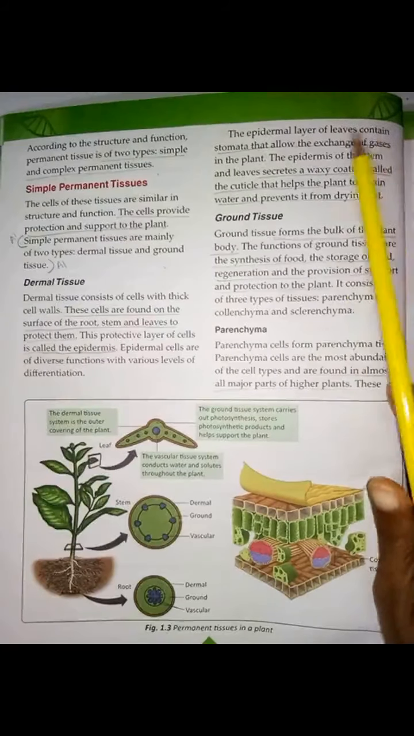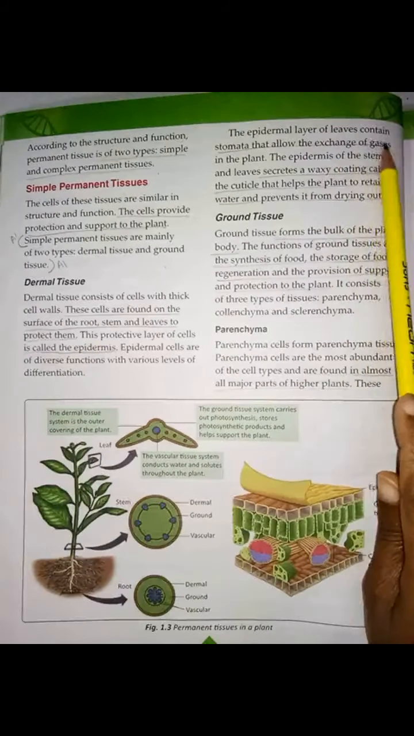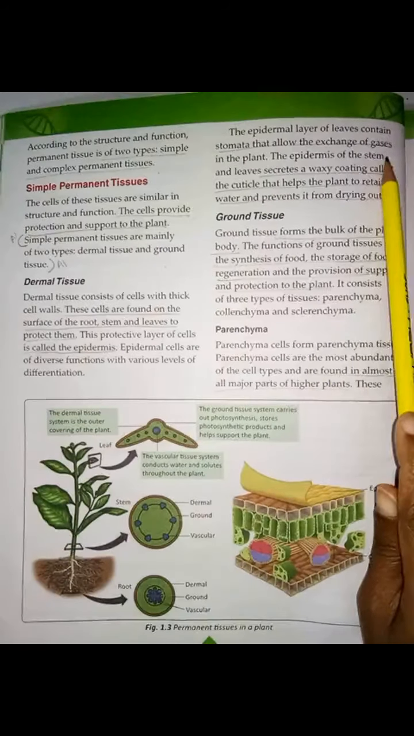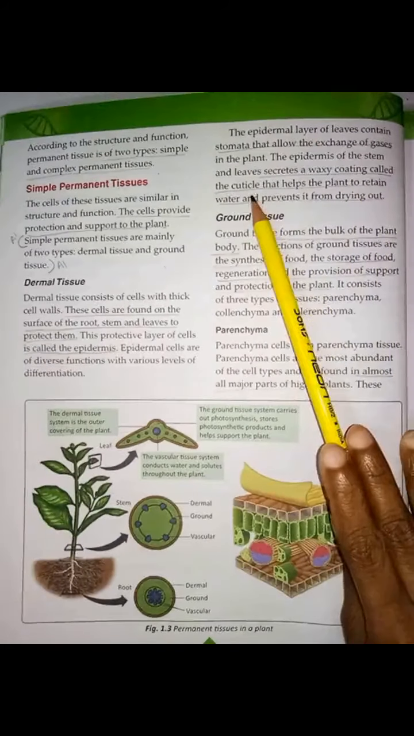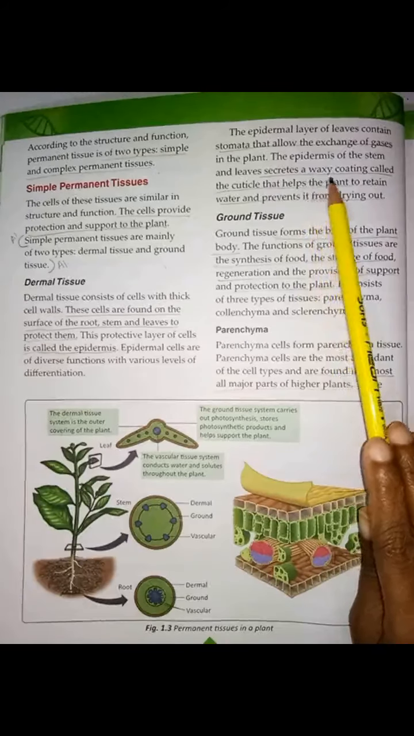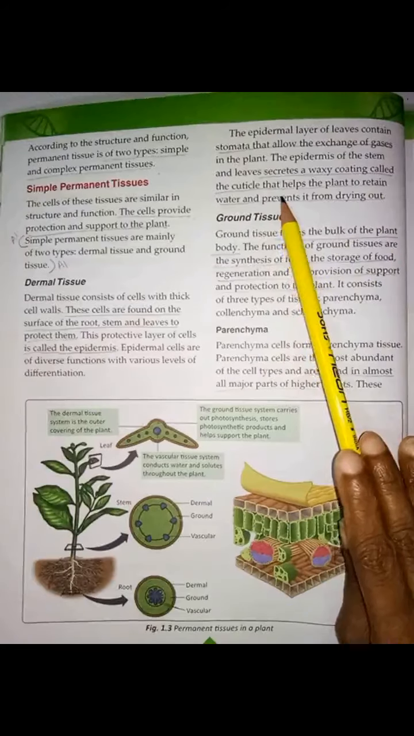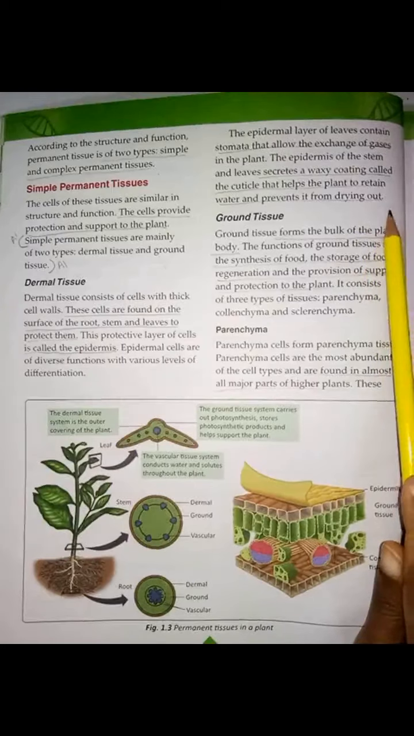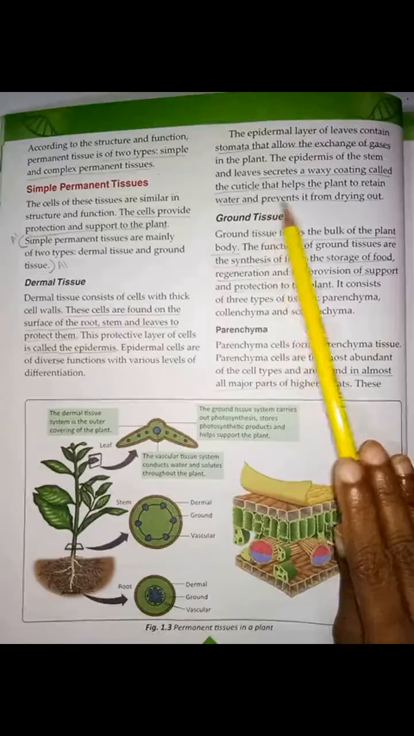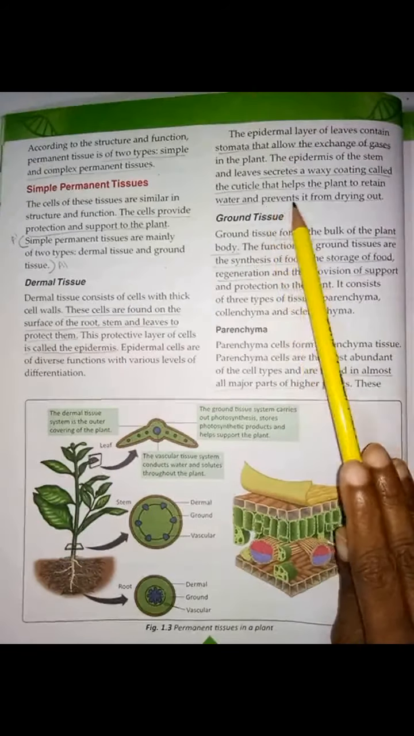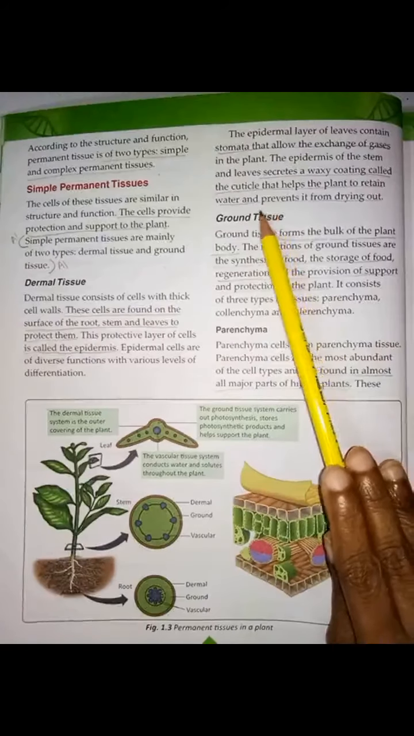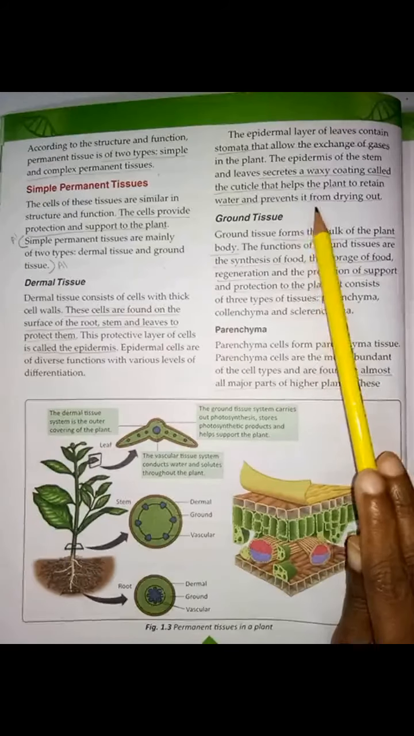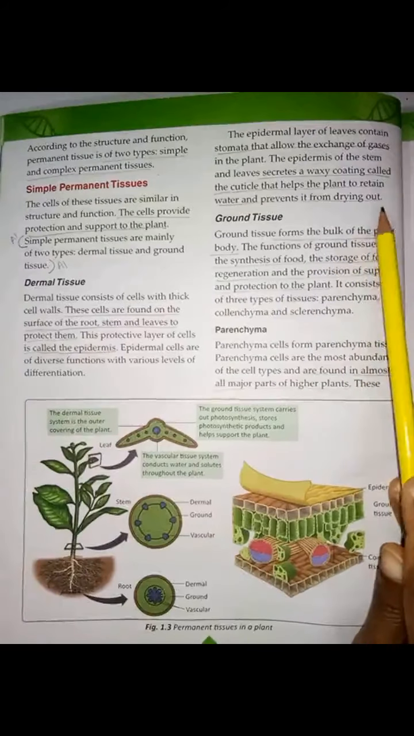And where do you find these cells? You will find these cells on the layer of the leaves containing stomata that allow the exchange of gases to take place. Then they are found on the stem and the leaves, and they secrete a waxy coating which is called cuticle that helps the plants to retain water and prevent them from drying out. This cuticle, children, forms a waxy coating over the leaves and over the stems of the plant, which does not allow water to move out from the stomata. So this is how it prevents drying out.